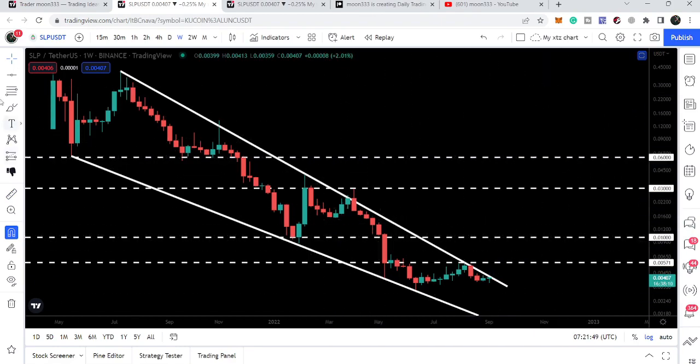However, the technical target for this bigger falling wedge pattern is here at the top of the wedge. That will be approximately 36 cents.